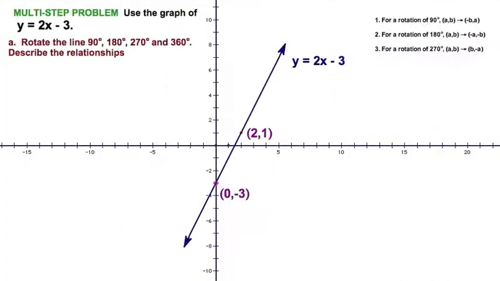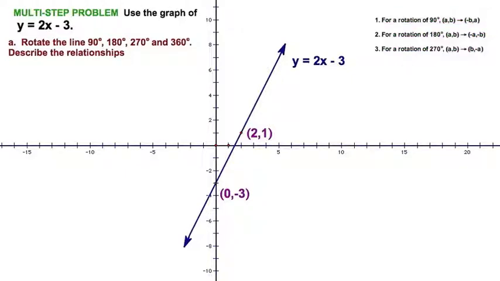Now, this is an interesting problem. This would be number 36 in your textbook. We're going to graph the line y equals 2x minus 3. I already got that done for you over here. And we're going to rotate it 90 degrees, 180, 270, and then 360 about the origin. And we'll see what we can determine from that. For your convenience, I put the rules over here on the corner in case you've forgotten them.